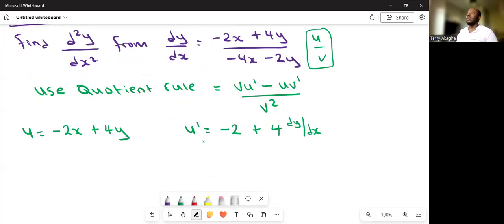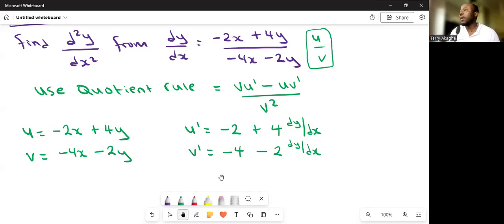Okay, so the next one is that you're going to have v. So v is minus 4x minus 2y. The v prime will be equal to, differentiate minus 4x, -4, because when you differentiate x, you don't add the dy over dx. But when you differentiate y, minus 2y, it's going to give us -2, but you have to add the dy over dx.